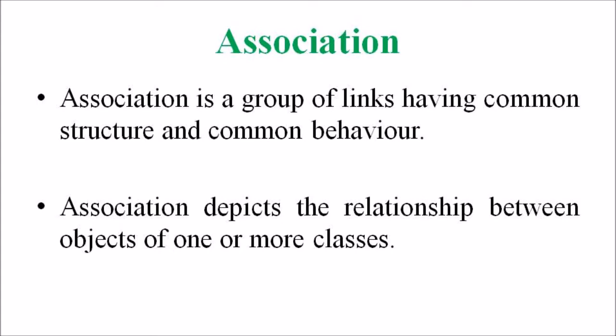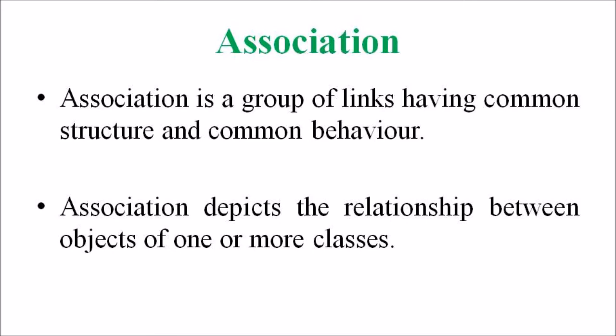We should discuss the term degree of an association. Degree of an association denotes the number of classes involved in a connection. Degree may be unary, binary, or ternary. A unary relationship connects objects of the same class. A binary relationship connects objects of two different classes. A ternary relationship connects objects of three or more classes.